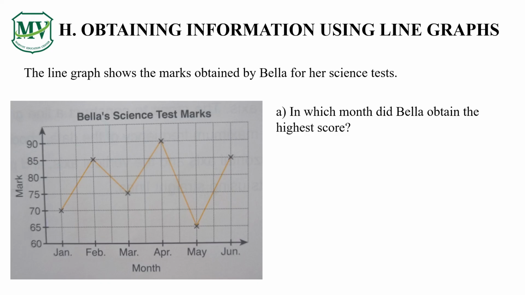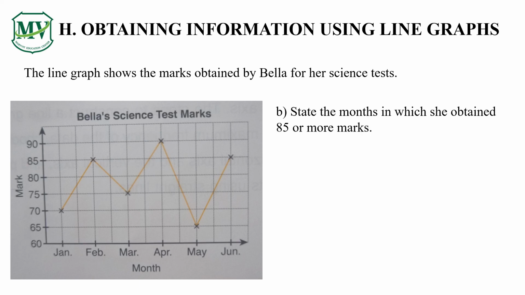Now, let us learn how to obtain information using a line graph. The line graph shows the marks obtained by Bella for her science test. In which month did Bella obtain the highest score? According to our line graph, the month which Bella obtained the highest score is in the month of April, because in April she obtained 90.